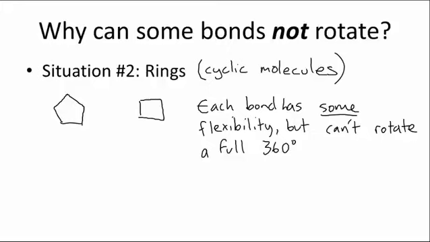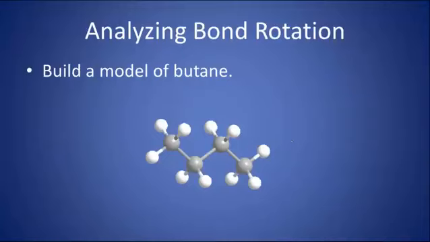What we're going to spend the first half of this module talking about is, all right, when bonds can rotate, what effect does that have? Where do they spend most of their time? And how do we analyze them? All right, so I asked everyone in the room to build a model of butane. If you're watching this, you should build a model of butane. Model of butane will look something like this.